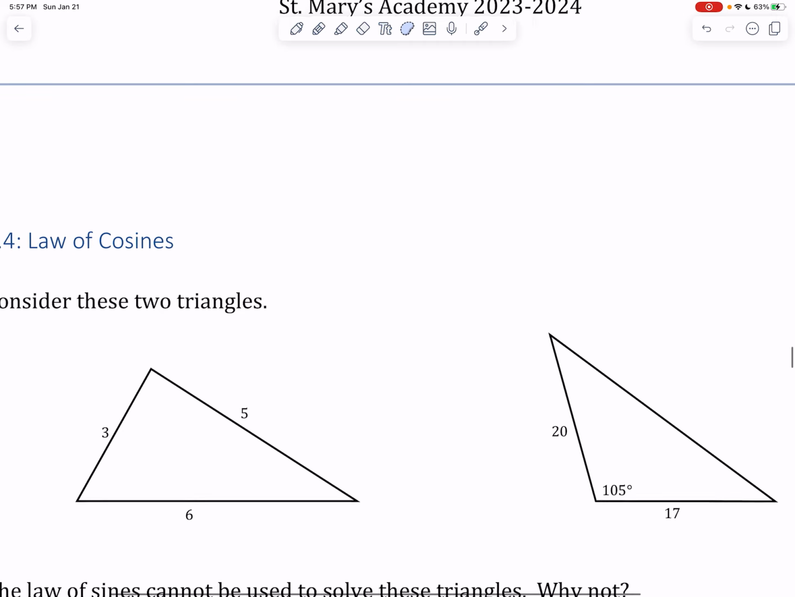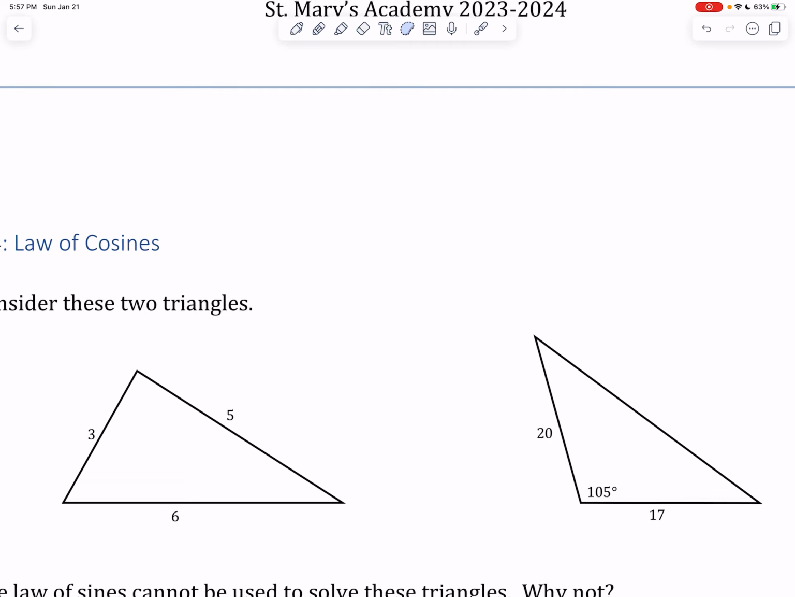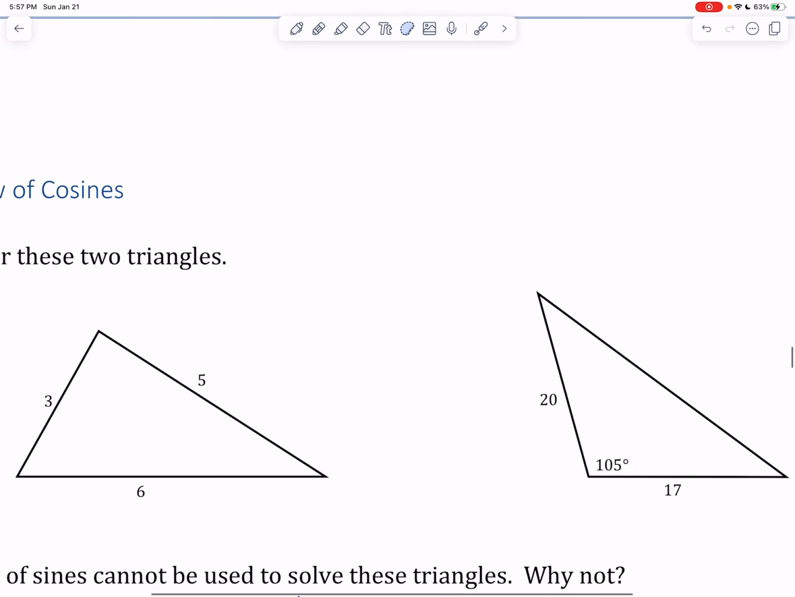But look at these two triangles. With these two triangles, the law of sines cannot be used. Take a moment, take like 15, 20 seconds, consider that, look at why that is, hypothesize something, and whisper it to the people around you to see if they concur.